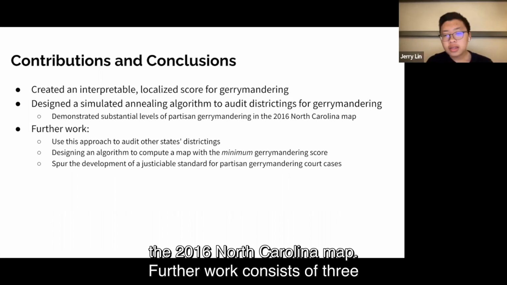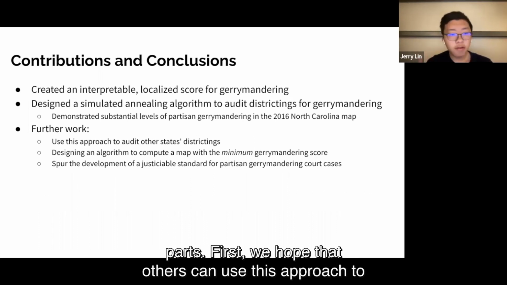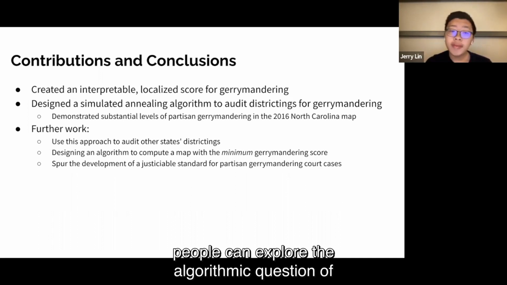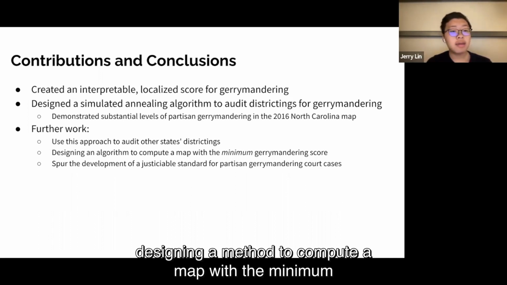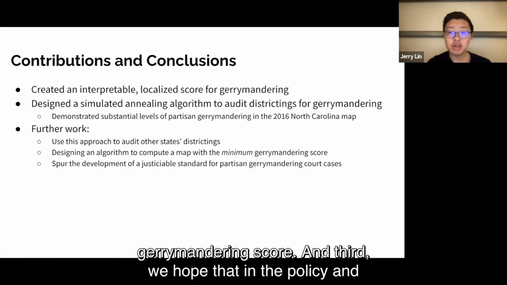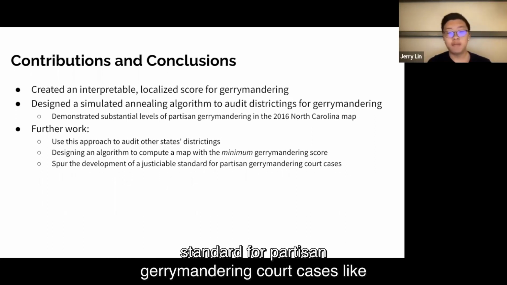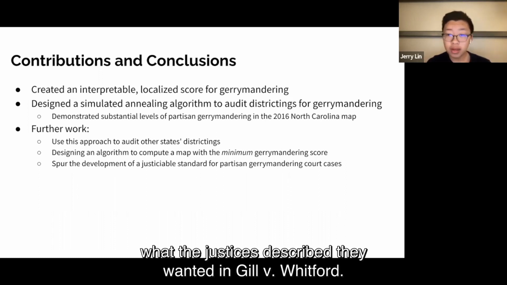Further work consists of 3 parts. First, we hope that others can use this approach to audit other states' districtings. Second, we hope people can explore the algorithmic question of designing a method to compute a map with the minimum gerrymandering score. And third, we hope that in the policy and law sphere, this can spur the development of a justiciable standard for partisan gerrymandering court cases, like what the justices described they wanted in Gill v. Whitford.